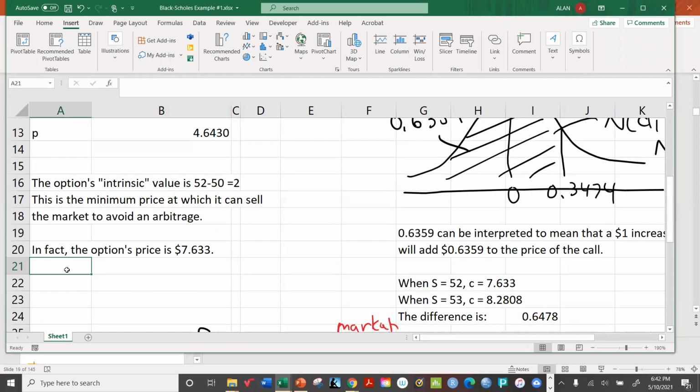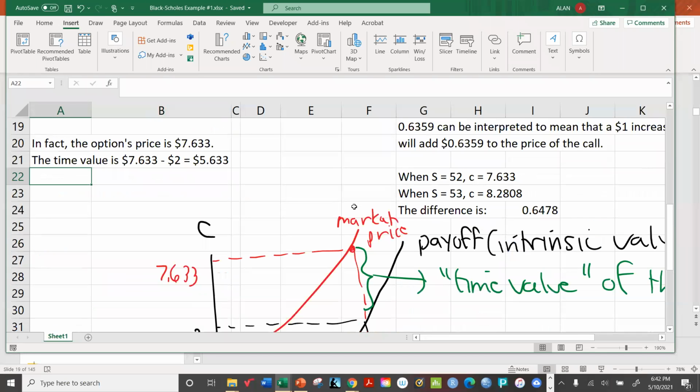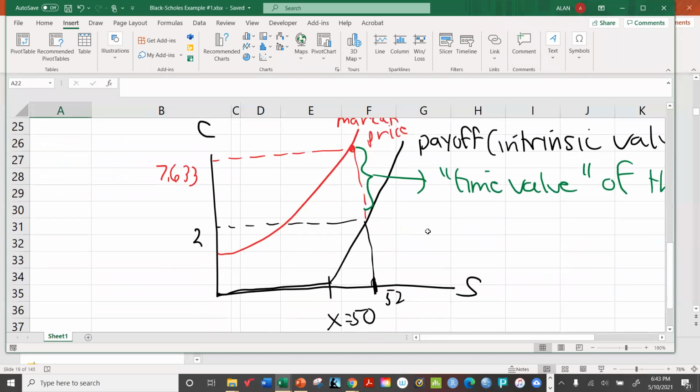Let me add this here. The price minus the intrinsic value is 5.633. All right, so that's a lot of time value. The time value is more than the intrinsic value. Now, here's a picture to show you what's going on with that.